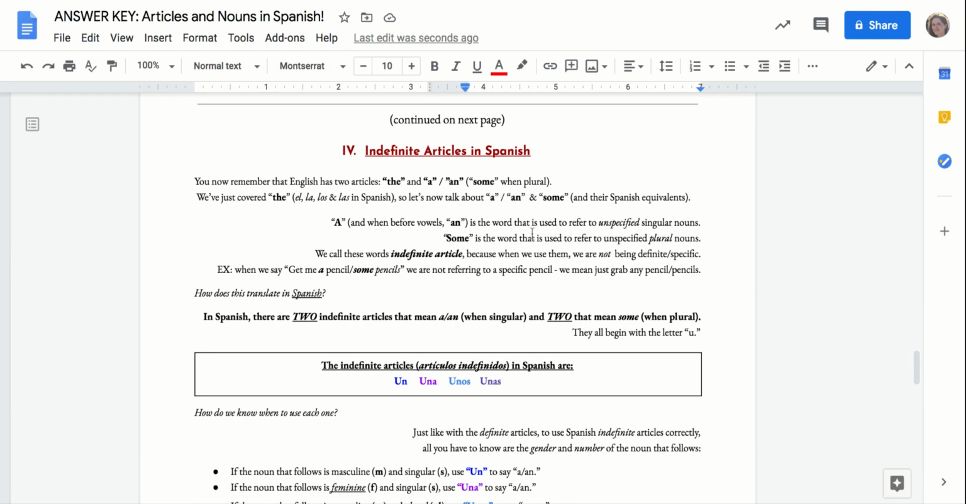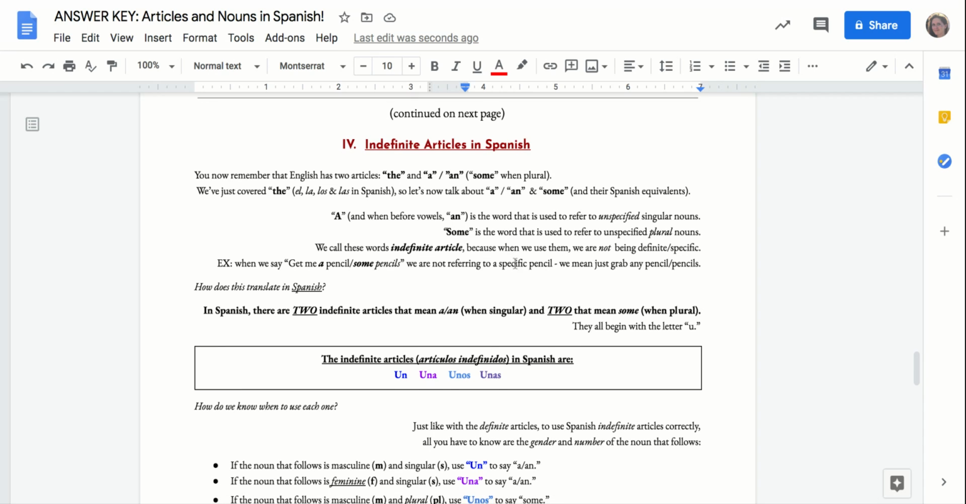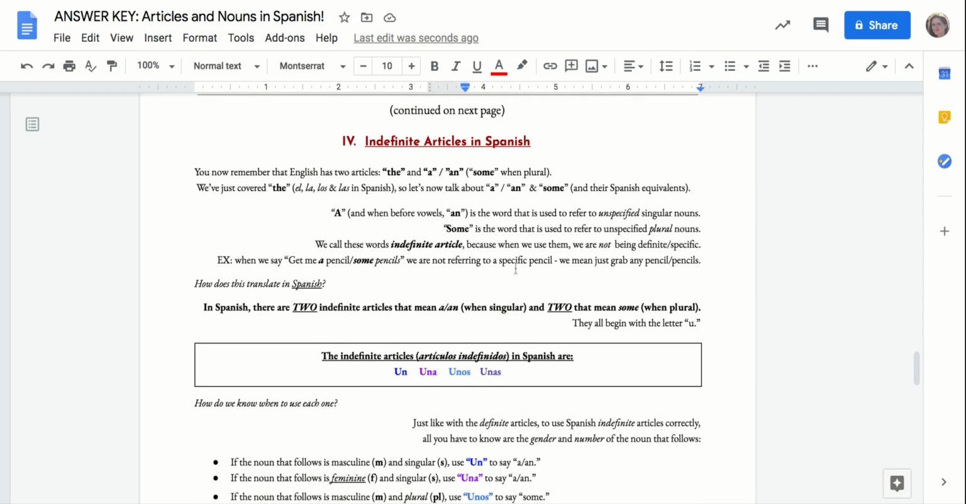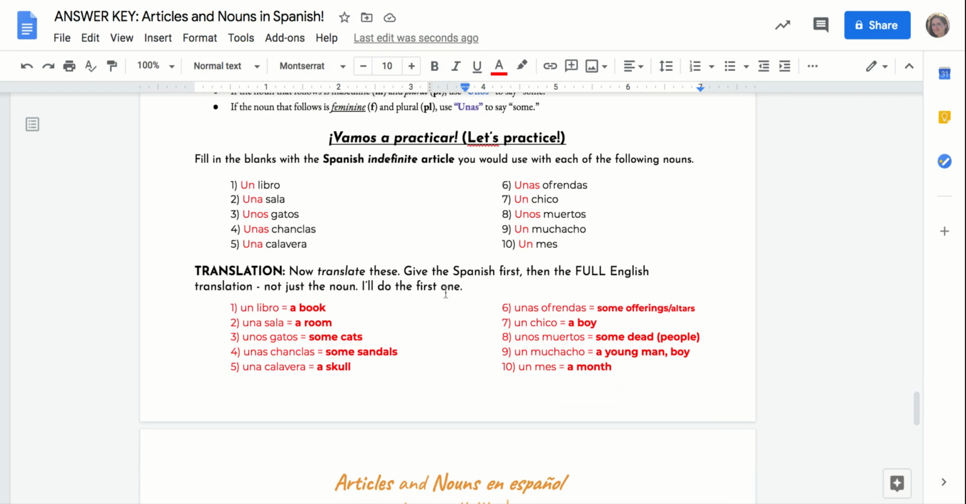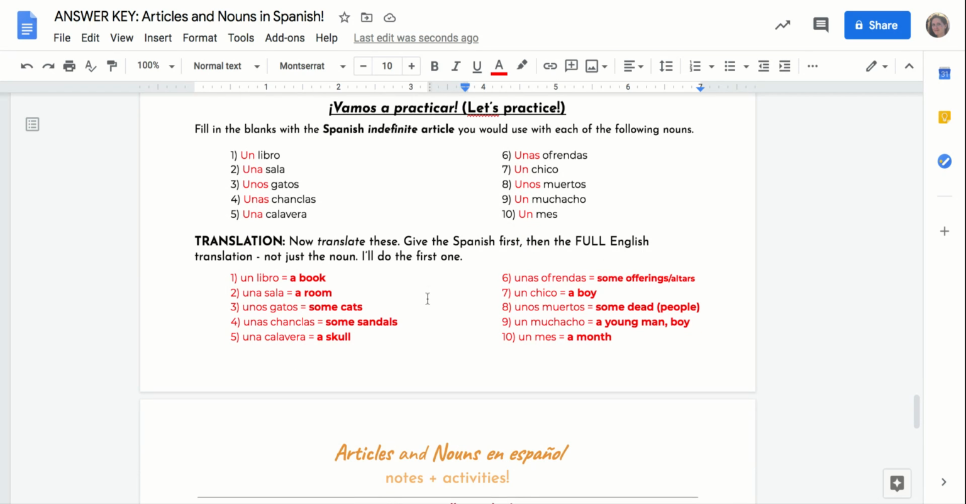Now, the indefinite article is just as important as the definite article, maybe not quite as common, but because this video is already quite long and I'm sure you guys are pulling your hair out, I'm going to skip over this section. I'm just going to quickly show you the answers. Remember, this is going to be posted in Canvas, so you can access these answers on your own and make sure that you got your own answers correct. Okay, and again, make sure that you understand why.